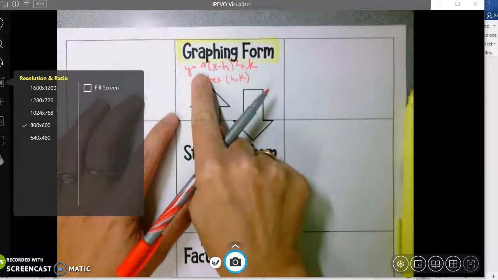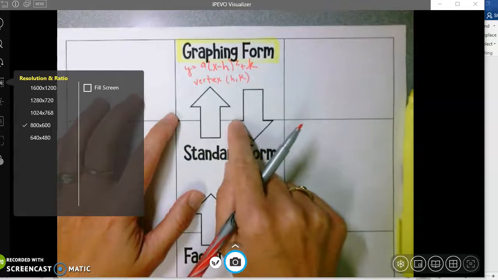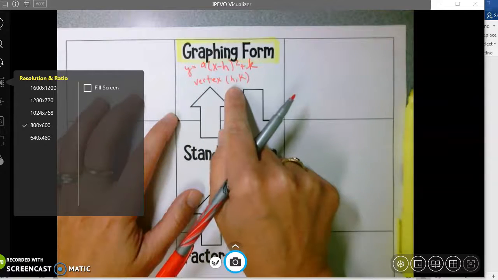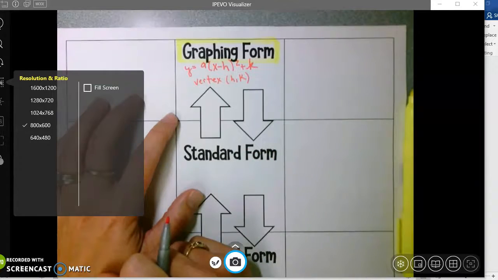Okay, we are going to start with graphing form first. Graphing form is y equals a times (x minus h) squared plus k. This is called graphing form because it gives us our vertex. Our vertex is at (h, k). Just do be careful with the sign here.